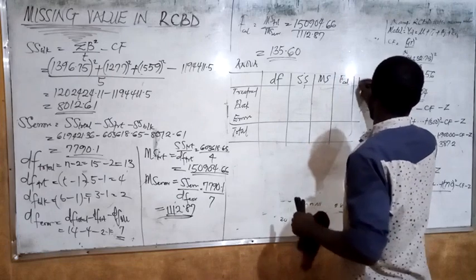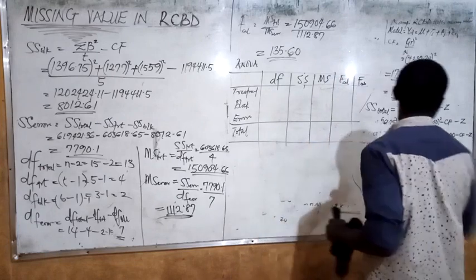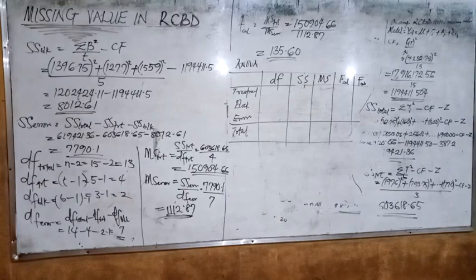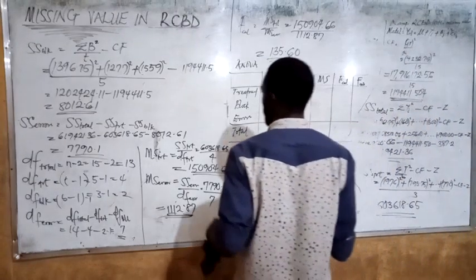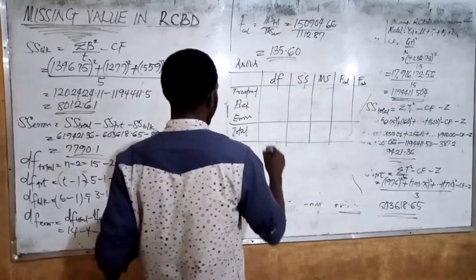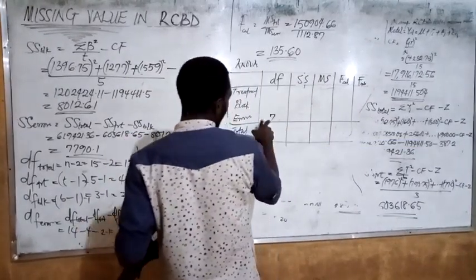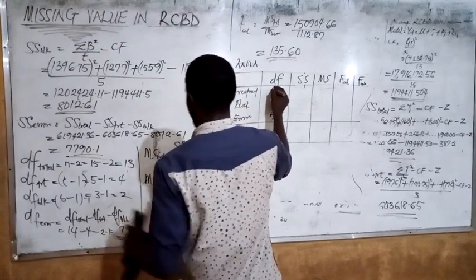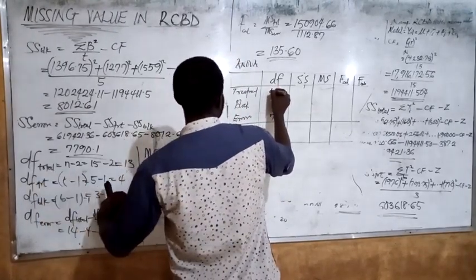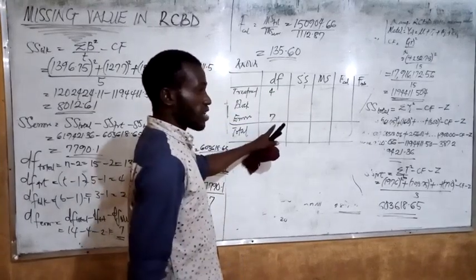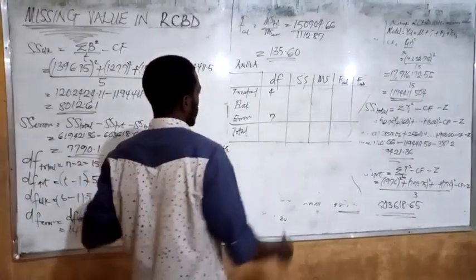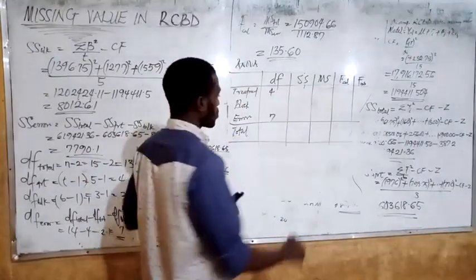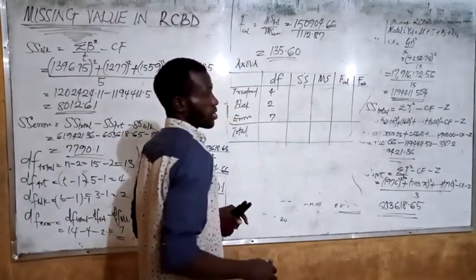So what's our F tab? Let me check from the table. How do you check the F tab? For the F tab, you will check for the error of 7 under the treatment. You know the treatment is the most important thing here. So the treatment is 4. So you check for 7 under 4 on the F distribution table. So what's your F tab?